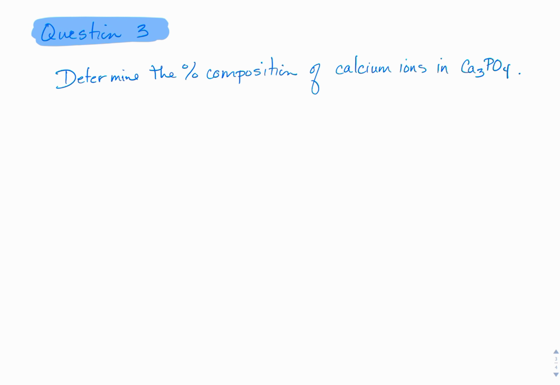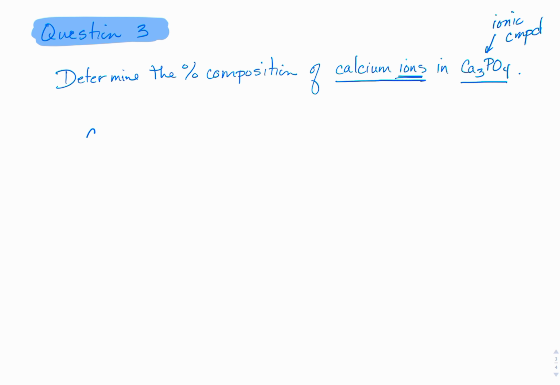This is a problem where we are going to determine the percent composition of calcium ions in a substance called calcium phosphate. And the reason why we're saying calcium ions is just because this happens to be an ionic compound. And so because it's an ionic compound, when we refer to either the cation or the anion that happens to be in it, we just call them ions. But essentially we're wanting to know what is the percent composition of calcium.